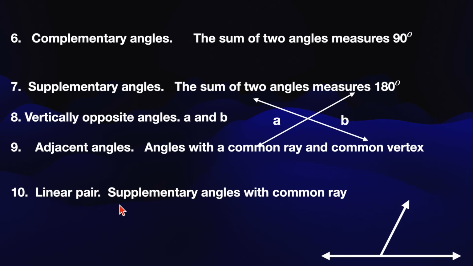Linear pair, the supplementary angles with common ray. So linear pair, the sum of these two angles should be 180, then it is a linear pair and they should have a common ray. Okay, so adjacent angles which have a sum of 180 degree is a linear pair.